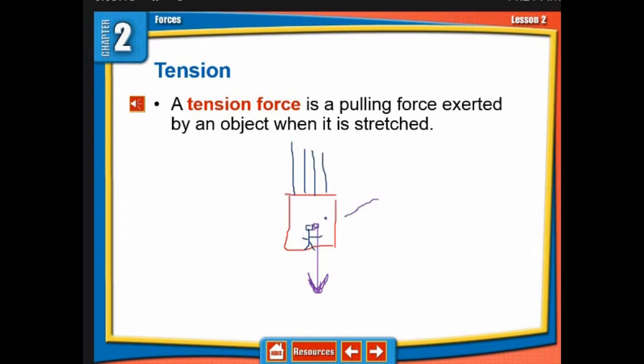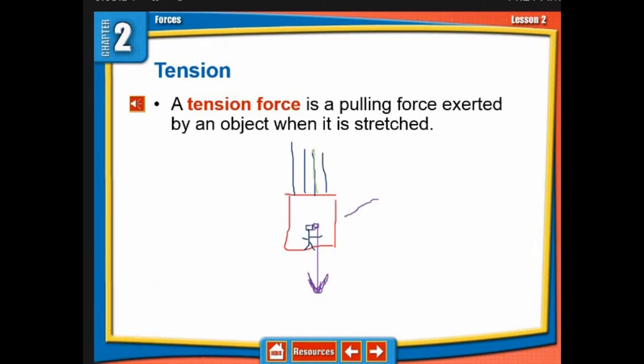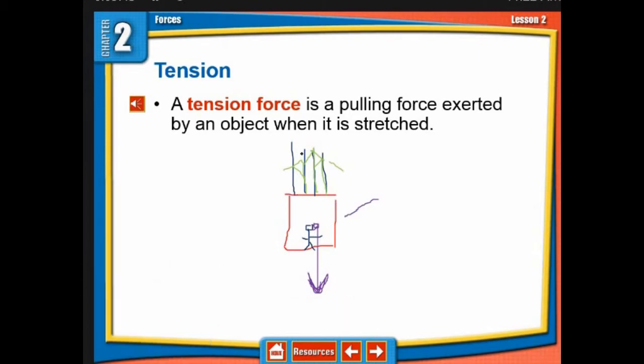And why is it that the elevator is not falling down? It is because it has a cable, and this cable exerted an upward force just to counter the force of gravity, or the weight. That force is what we call tension force. The force exerted by the cable to this elevator is the tension force.